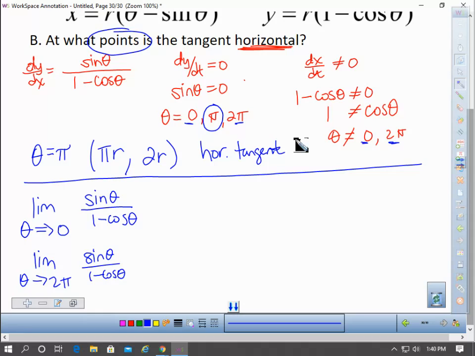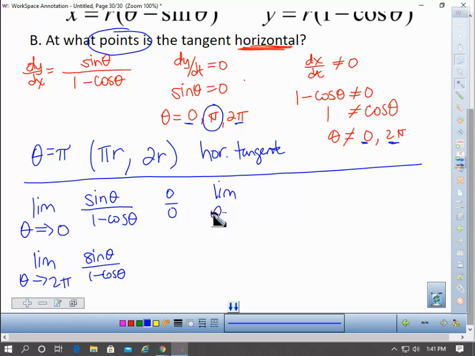So basically the test fails me. I don't know what's happening at 0 and 2 pi because I'm getting 0 over 0, which is an indeterminate form. So I need to take the limit and see what the limit's approaching. Because whenever we get 0 over 0, what are we allowed to use? We're allowed to use L'Hopital's rule.